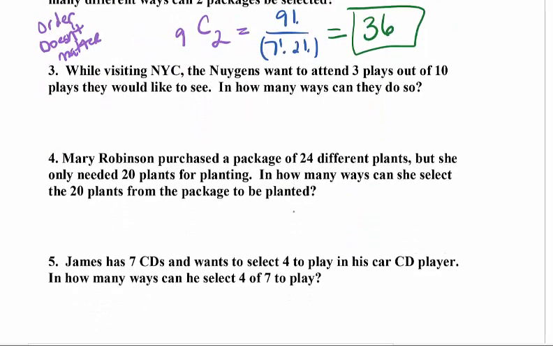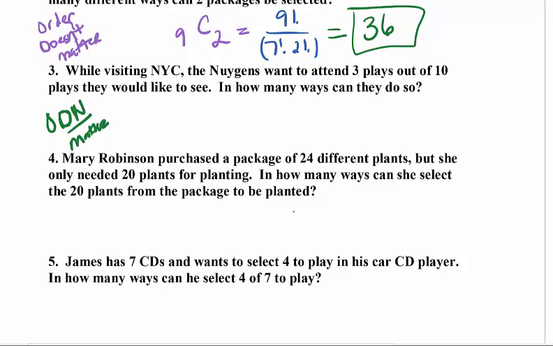So going to number 3, while visiting New York City, the Nguyens wanted to attend 3 plays out of 10 that they wanted to see. So first question, is repetition allowed? They're selecting 3 plays. We're not assuming they're going back to the same one. So in this case, repetition is not allowed. And also, does order matter? This doesn't say anything about the price being different or anything like that. So they're just picking 3 plays. So order does not matter. I just got done saying that above. Does not matter. And you can write it out. I'm just kind of writing it there on the side.